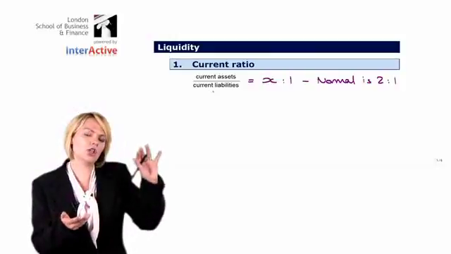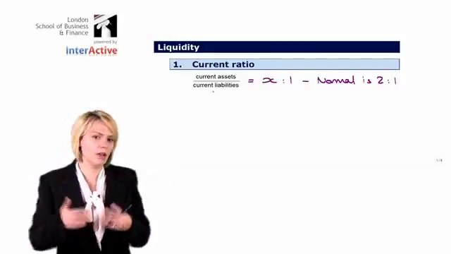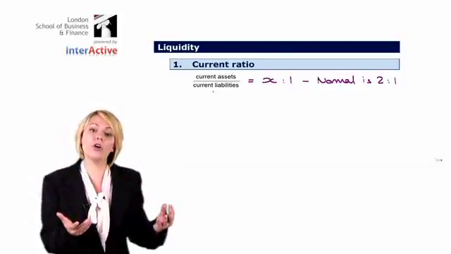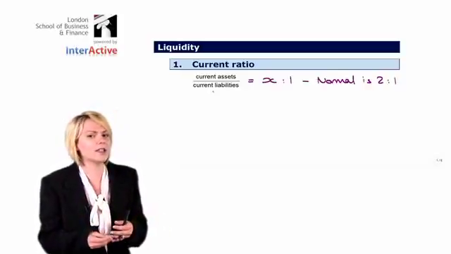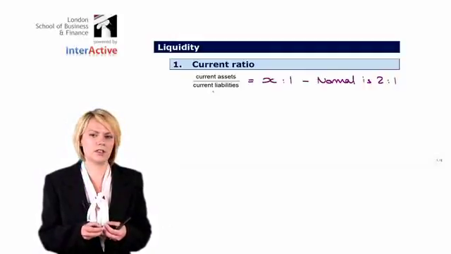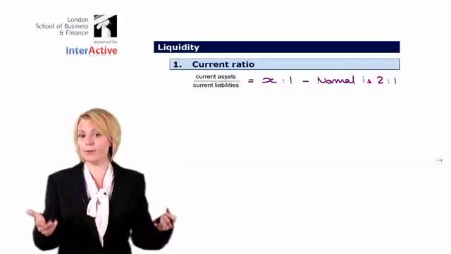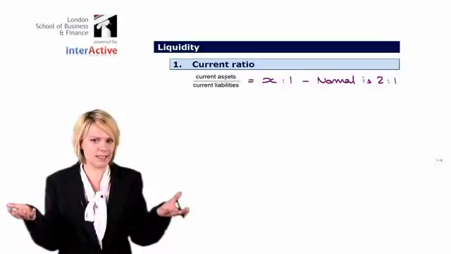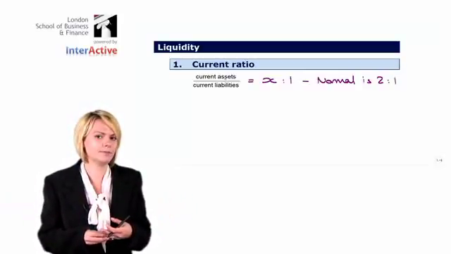And again, the larger the current ratio, the healthier the business is. So 3 to 1, 4 to 1, 5 to 1 would be considered very good. Anything less than 2 to 1, and certainly anything less than 1 to 1, would be very worrying for the survival of the business. Remember, included in current assets is your cash. And remember, we said with cash flows, if you don't have enough cash, you don't have a business. One of the most important ratios that you'll learn.